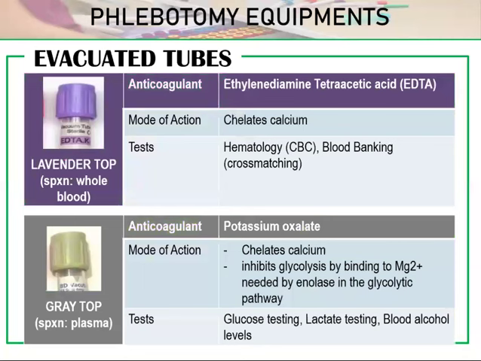Okay, the next one is our lavender top. The anticoagulant present is ethylene diamine tetraacetic acid, or EDTA. The mode of action of this one is it chelates calcium. You already know this one. There are two different types of lavender top, plastic and glass. For the plastic, the EDTA present is dipotassium EDTA, while on the glass, it's tripotassium EDTA.